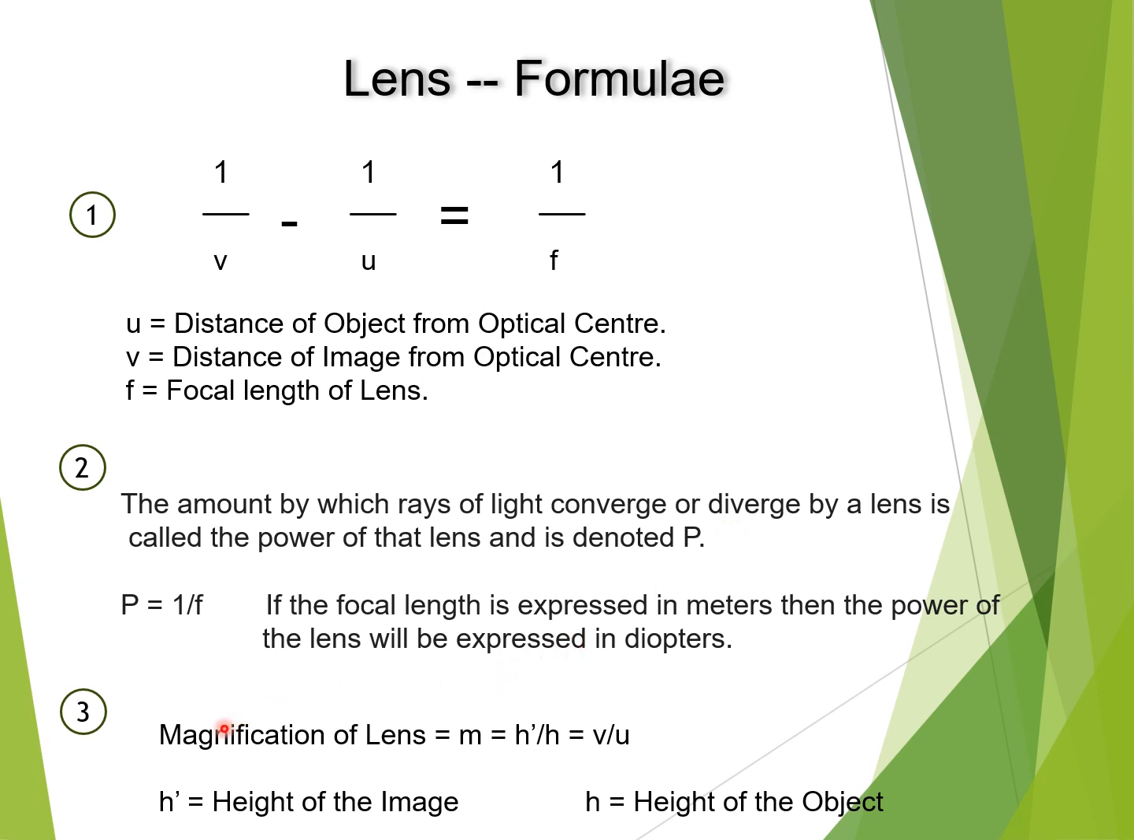And the third formula is magnification of lens. It is depicted by M. M is equal to H dash upon H, and this is equal to V upon U. In case of mirror it was minus V upon U. Rest all is same. So M is equal to H dash upon H, and this is equal to V upon U, where H dash is the height of the image and H is the height of the object.